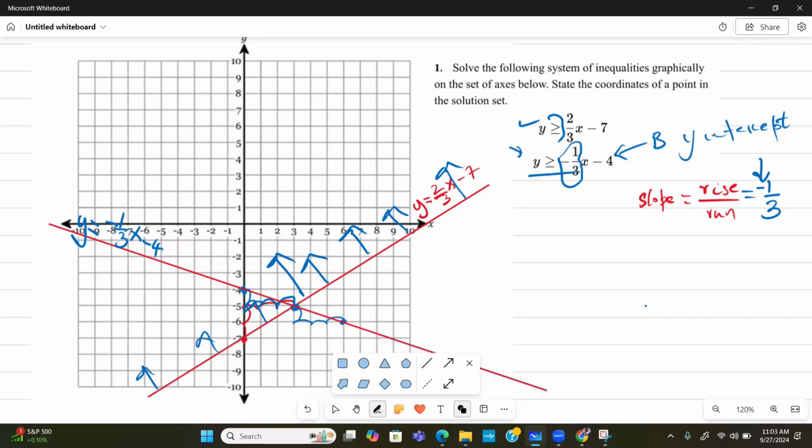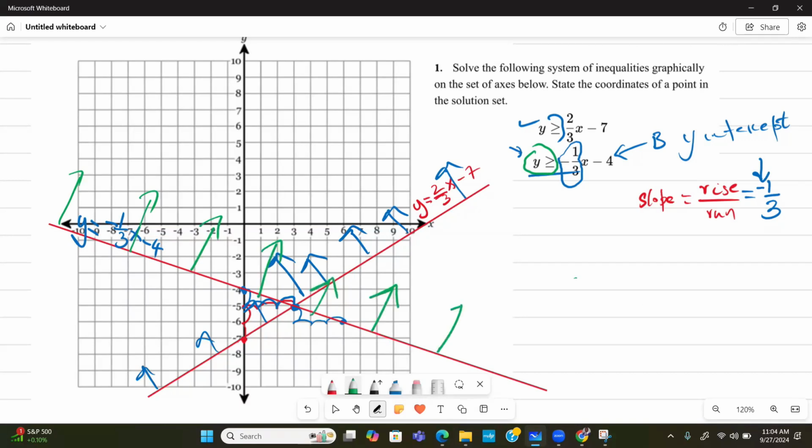Now for my second line, it also said y is greater than. Because it says that, I have to shade above it to show the solutions. So the solutions for those is actually above that line. Remember, we're looking for a region where the two sets of arrows are pointing.